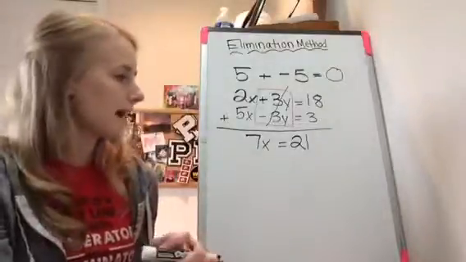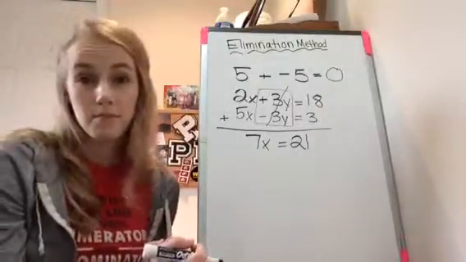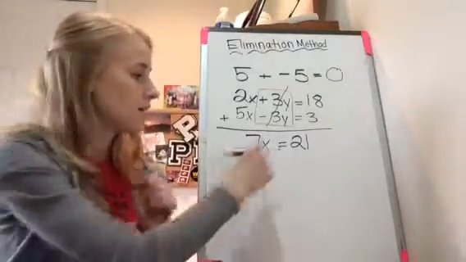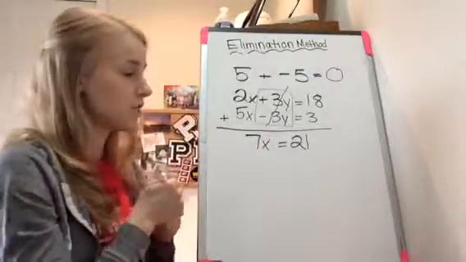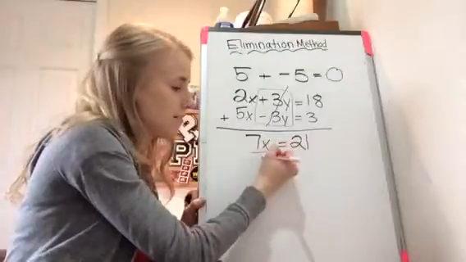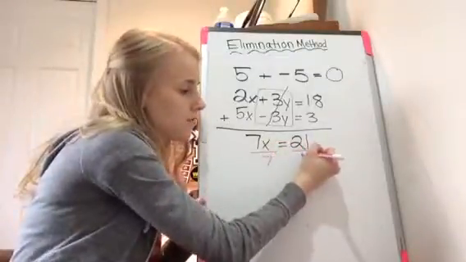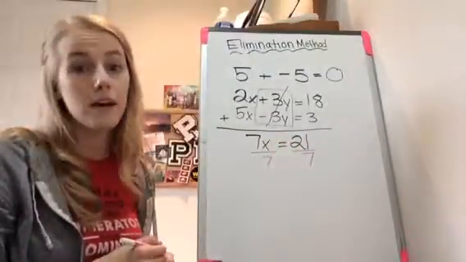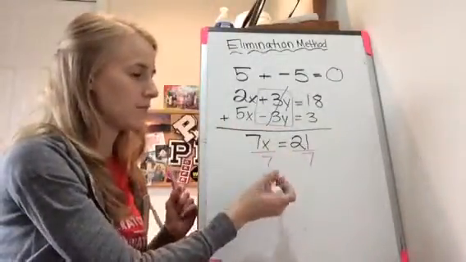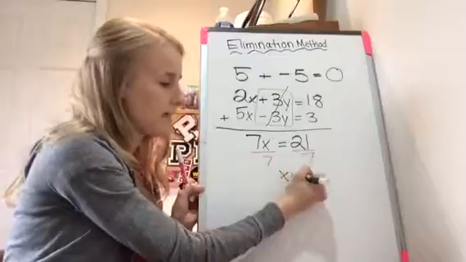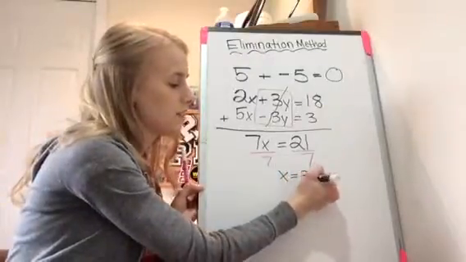When I add these together, I have a simple one-step equation. Because we're multiplying, I need the inverse operation, which is dividing by 7. And if I do it to one side, I have to do it to the other. When I divide by 7 on both sides, I figure out x equals 3.